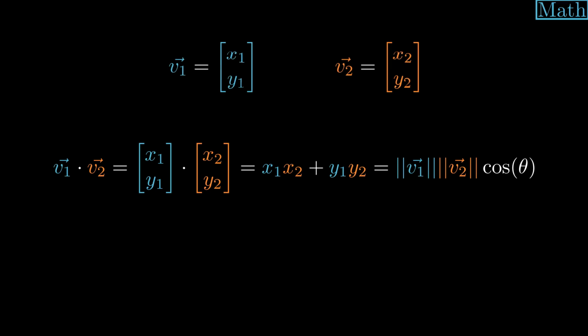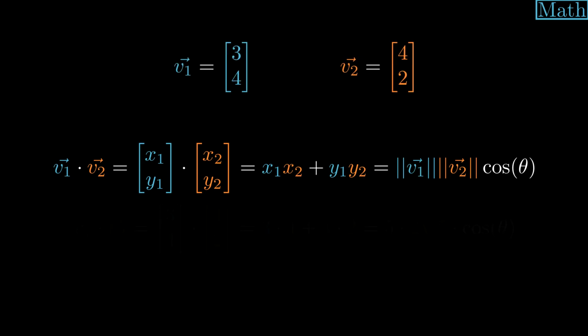The product of the x coordinates plus the product of the y coordinates, or the product of the magnitudes times the cosine of the angle between them. These are 2 ways to compute the dot product, and as long as you're using the same 2 vectors in both of those definitions, they will always give you the same answer every single time. So let's look at the vectors (3, 4) and (4, 2). I didn't pick them for any particular reason. They're just easy to work with.